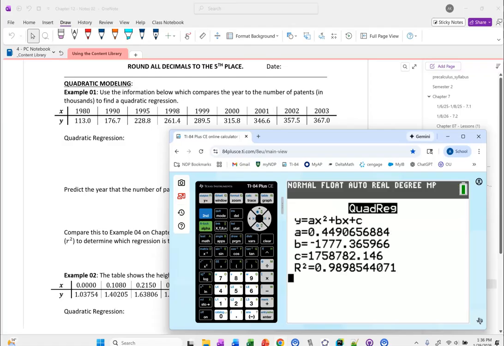I don't even see Y1. Oh, look at that. If I just hit enter, I did it. How do I get all of that? I just hit enter. And now how do I interpret this?